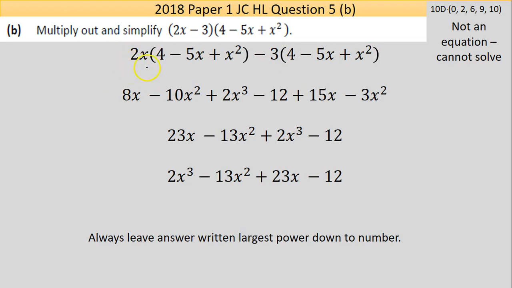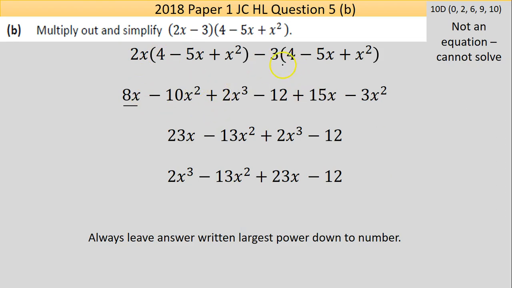So let's do it. Okay, so 2x by 4 is 8x. 2x by minus 5x, plus by minus is minus, 2 by 5x is 10x squared. Keep going. 2x by x squared. So 2 by 1 is 2, x by x squared is x cubed. That's the first half done.